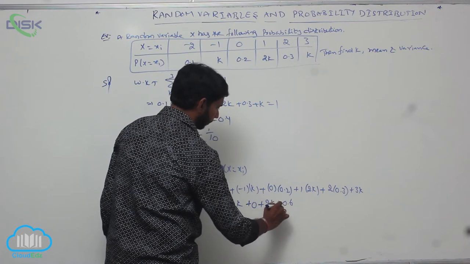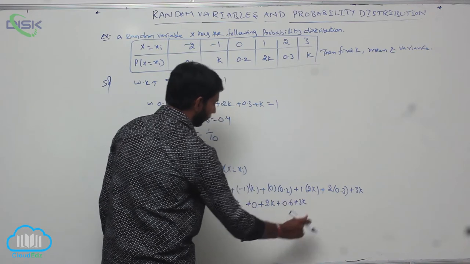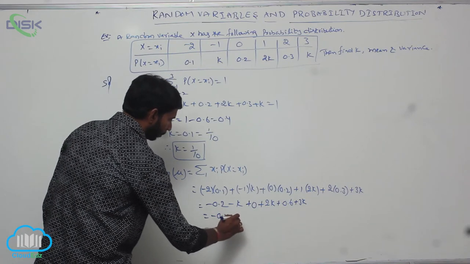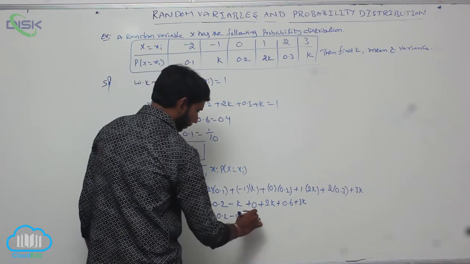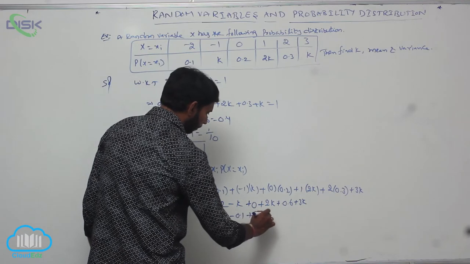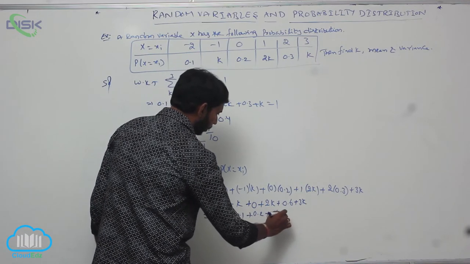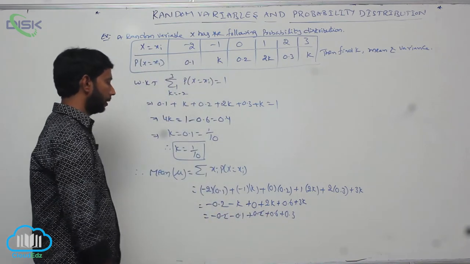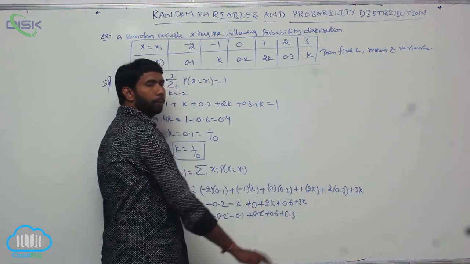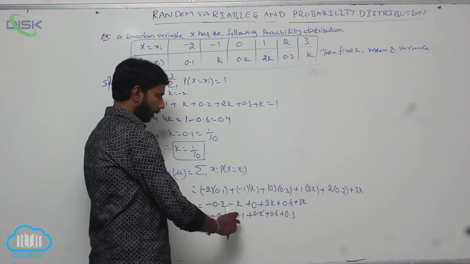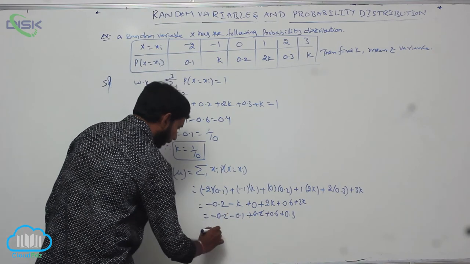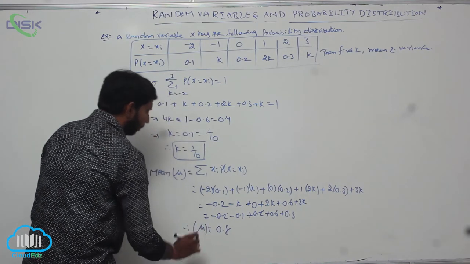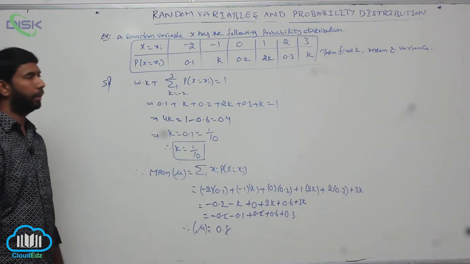That is -0.2 minus k plus 0 plus 2k plus 0.6 plus 3k. Substitute the value of k: -0.2 minus 0.1 plus 0.2 plus 0.6 plus 0.3. Here plus 0.2 minus 0.2 cancel. 0.6 plus 0.3 is 0.9. 0.9 minus 0.1 is equal to 0.8. That is the mean. Mean mu is equal to 0.8.